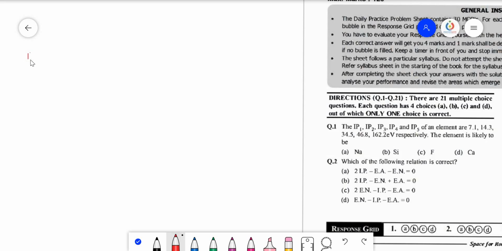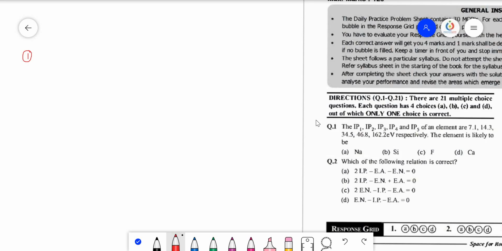So the very first question here given is: the IP1, IP2, IP3, IP4 and IP5 of an element are 7.1, 14.3, 34.5, 46.8, 162.2 electron volts respectively. The element is likely to be.